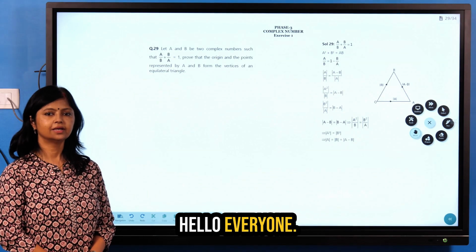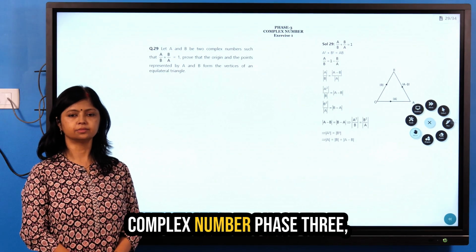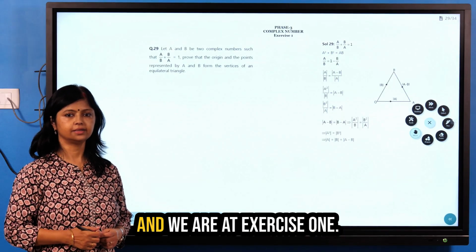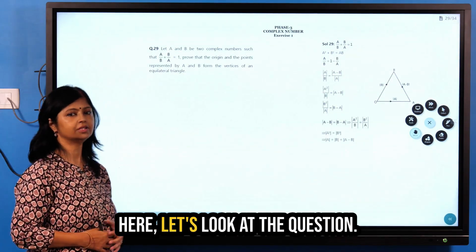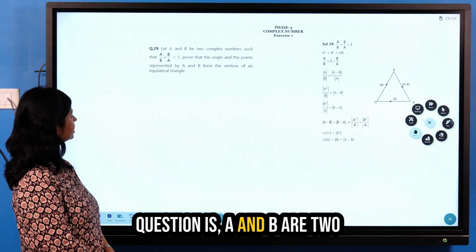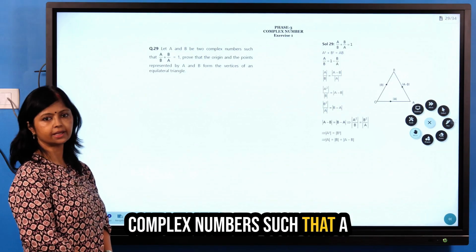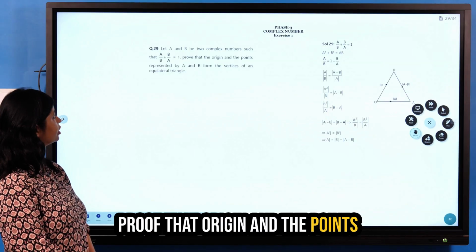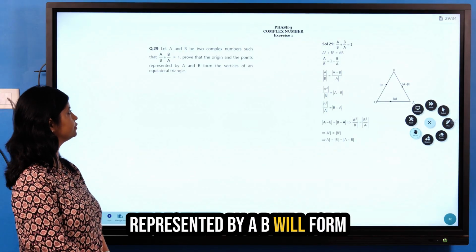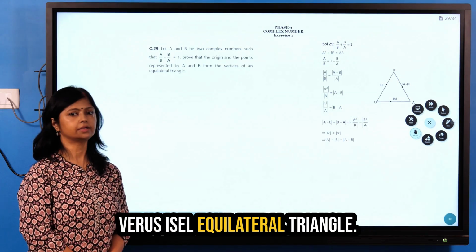Hello everyone. We are looking at chapter complex numbers, phase 3, exercise 1, question number 29 here. Let's look at the question. A and B are two complex numbers such that A by B plus B by A is equal to 1. Prove that the origin and the points represented by A and B will form the vertices of an equilateral triangle.